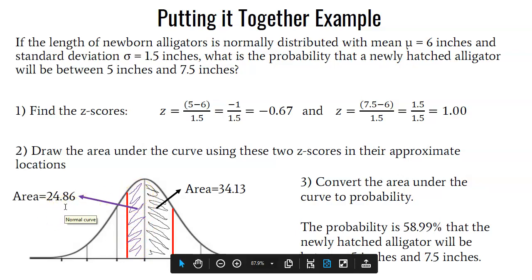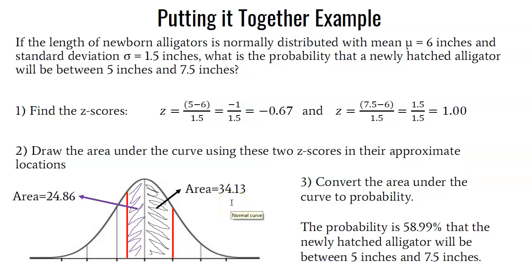How did I get that? I looked at table B1, and then you can see these z-scores are on opposite sides. So what do we do? In this case, we add them. We're not subtracting in this case, we're adding them. So we add these together, we get 58.99. And the final step is to talk about this in terms of probability. So when I say convert to probability for area under the curve, it is the exact same number. You're really not doing much. You're just trying to think about what this means. So the probability is 58.99, so just about 59%, that a newly hatched alligator will be between 5 inches and 7.5 inches.